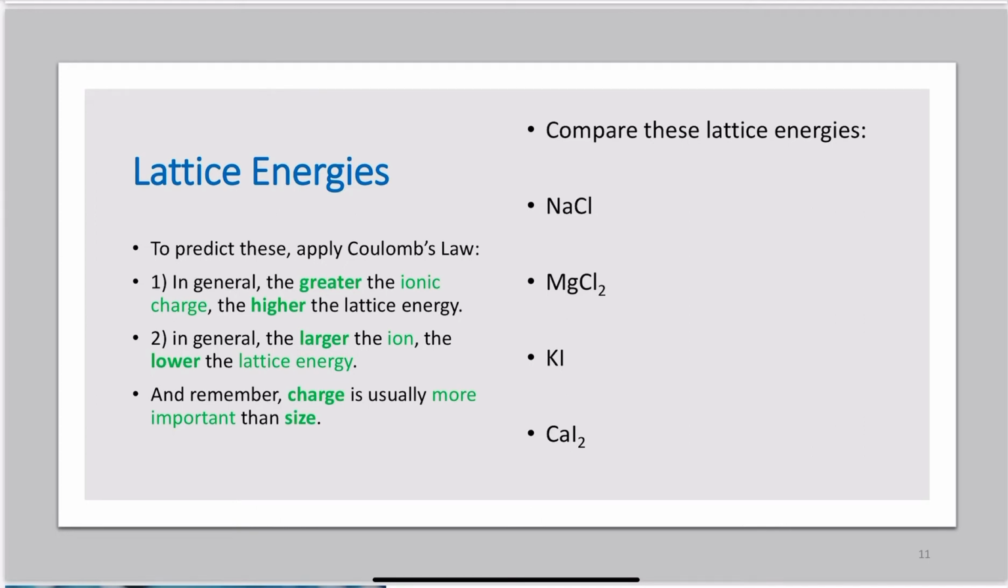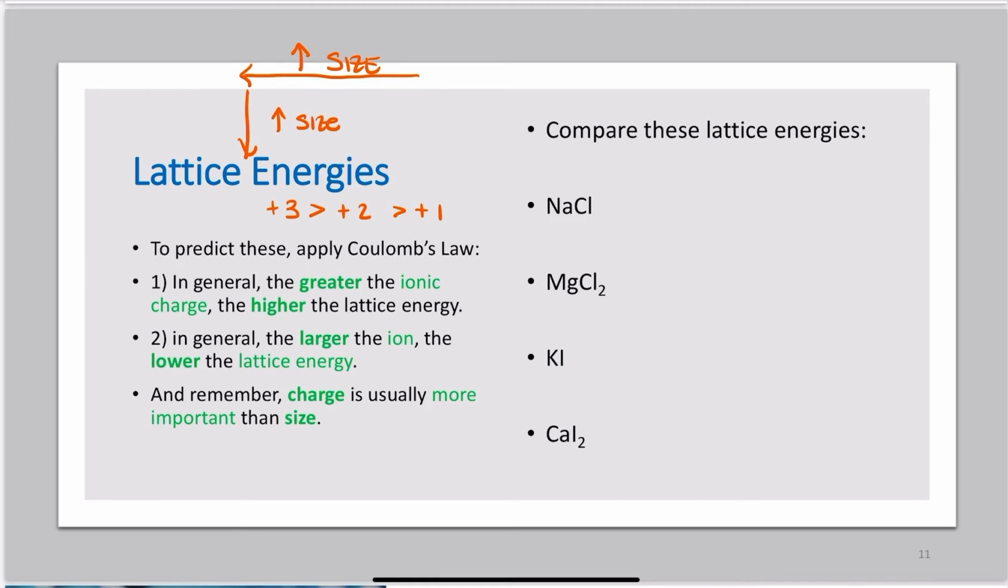Generally speaking, the greater the ionic charge, the higher the lattice energy. So that means that +3 is greater than +2 is greater than +1. Generally speaking, the larger the ion, the lower the lattice energy. Remember our trends: this increases size on the periodic table. Remember, charge is usually more important than size.